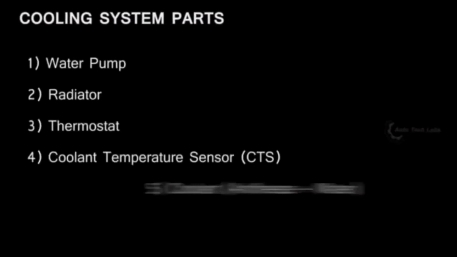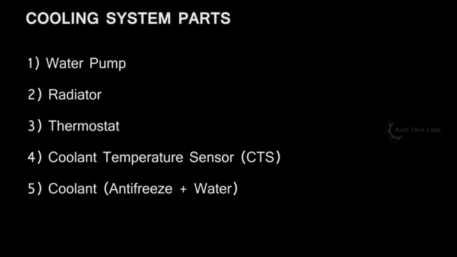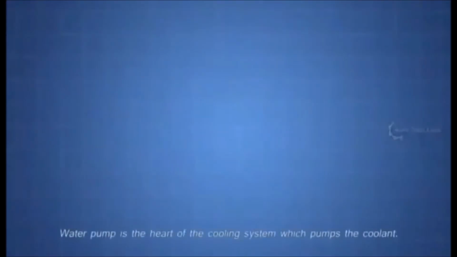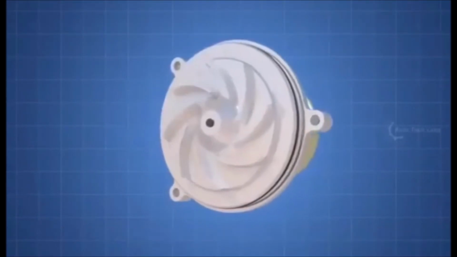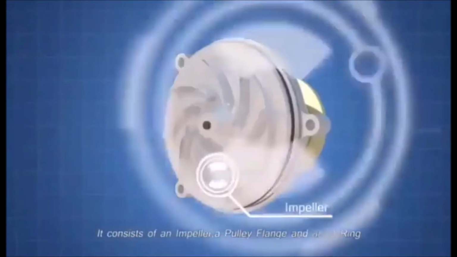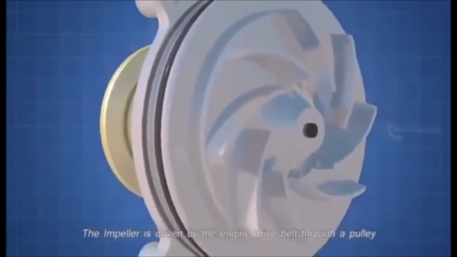Now let's see the parts involved in cooling the engine. The main parts for cooling the engine are the water pump, radiator, thermostat, coolant temperature sensor, and coolant. First, the water pump. The water pump is the heart of the cooling system, which pumps the coolant. It consists of an impeller, a pulley flange, and an O-ring. The impeller is driven by the engine drive belt through a pulley.